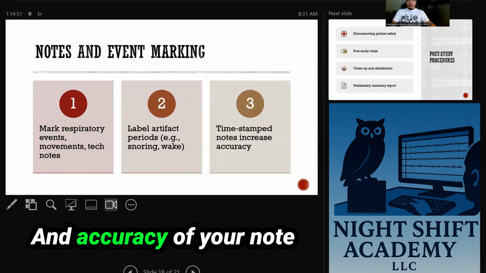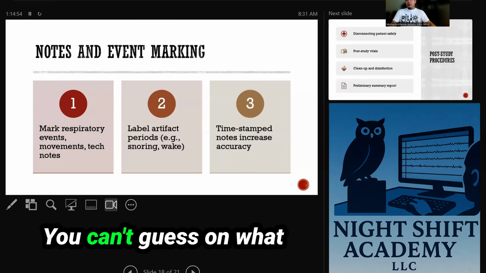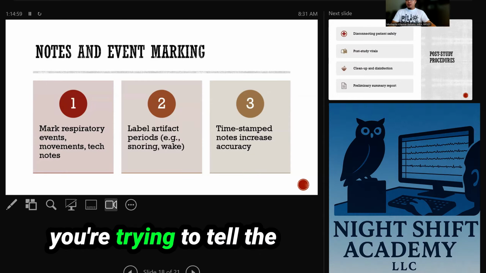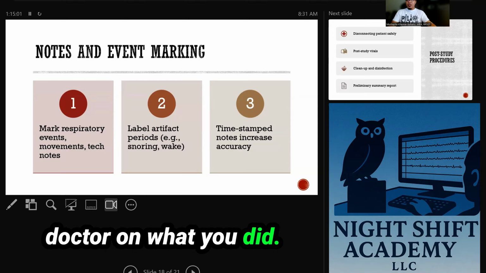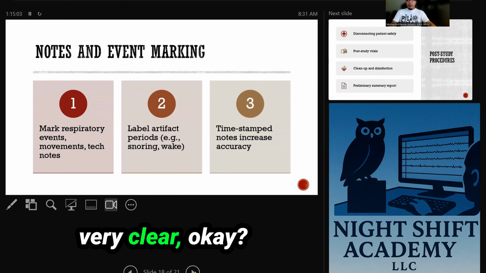And accuracy of your note-taking is very important. You can't guess on what you're trying to tell the doctor on what you did. You have to be very clear. Okay?